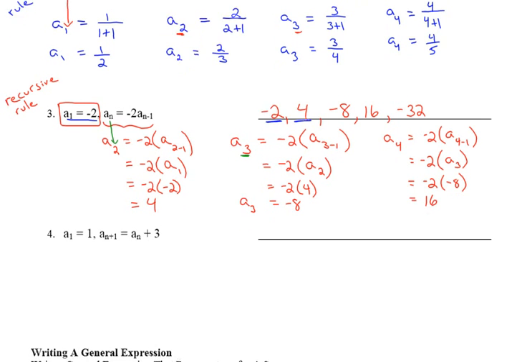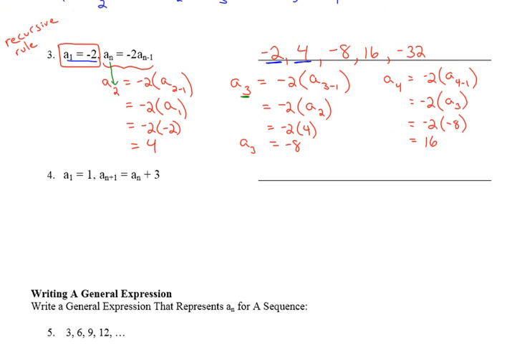Let's take a look at one more example using a recursive rule. Okay, in number 4, the first part of the rule says a sub 1 equals 1. So they tell me the first number of the sequence is 1. Because there's 2 parts to this rule, I know that I'm using a recursive rule or a recursive definition.